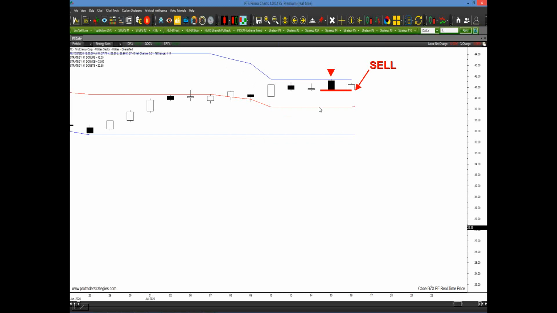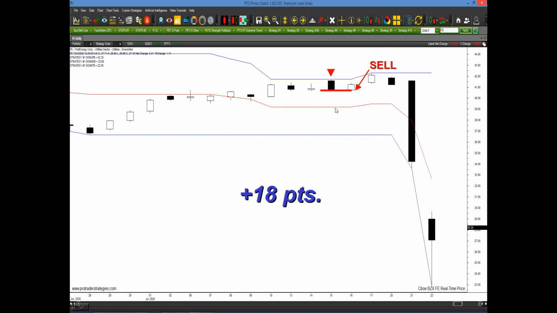So you could have gotten short FE here at the end of July and coming into August. Look at that nice 18-point slide in about a week. All right. Once again, we have no idea how low something will go. We don't predict anything. We just try to teach you what the market wants to do, and then we jump on board. That's how simple trading can be.